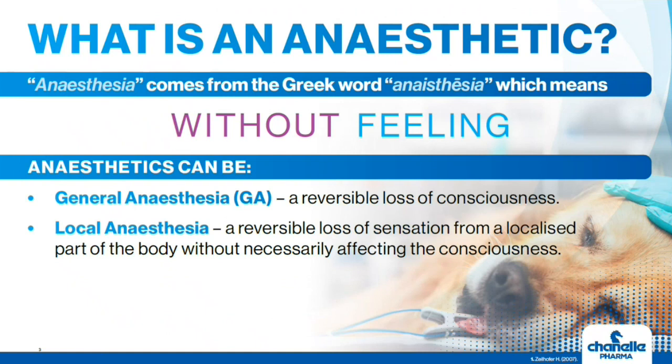So what is an anaesthetic? Well, the term anaesthesia comes from the Greek word anaesthesia, which means without feeling or without sensation. Anaesthetics can be divided into two types, general anaesthesia or GA and local anaesthesia. General anaesthesia is defined as a reversible loss of consciousness, whereas local anaesthesia is a reversible loss of sensation from a localized part of the body without necessarily affecting the consciousness of the animal or patient.